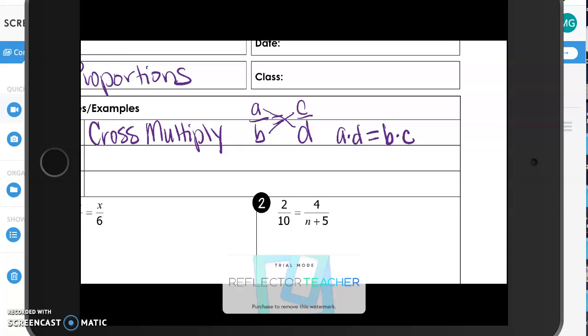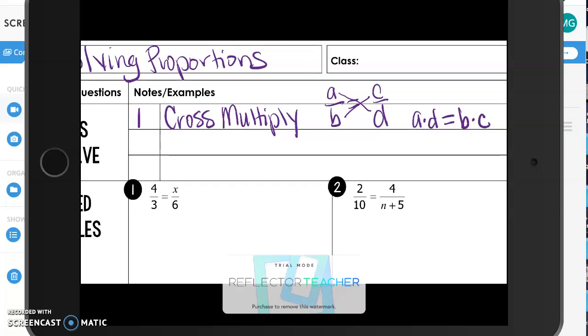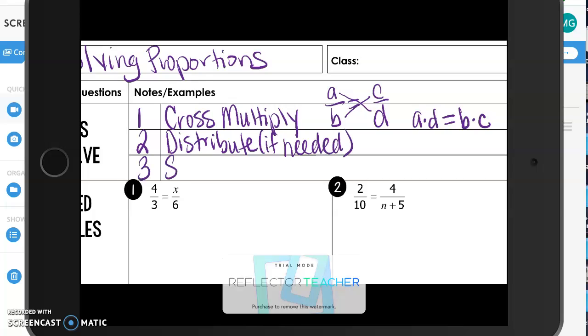After that, you'll just have your regular solving like we've been doing. So step 2, you might have to distribute. And then step 3, we'll just say solve, and I'm going to put move variables to one side. Again, that's going to be if needed. You might not have two variables.